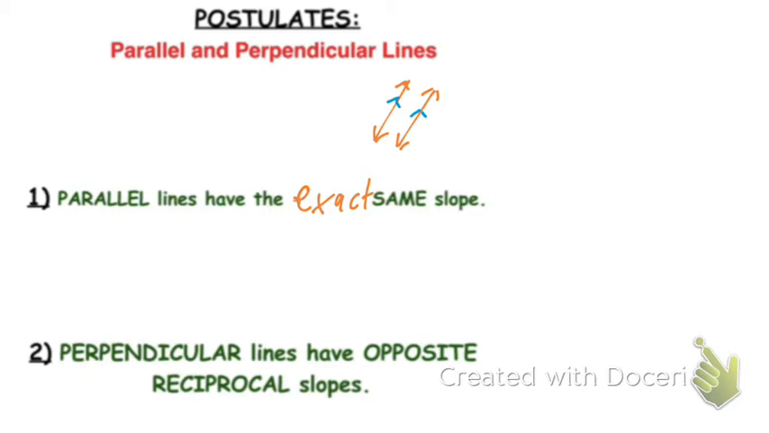Okay. Perpendicular lines have what we call opposite reciprocal slopes. Here's what I'm going to do. Above opposite, I want you guys to put plus minus. They switch signs. So if one slope is positive, the other slope is negative.